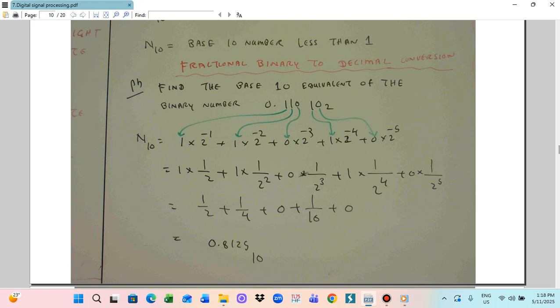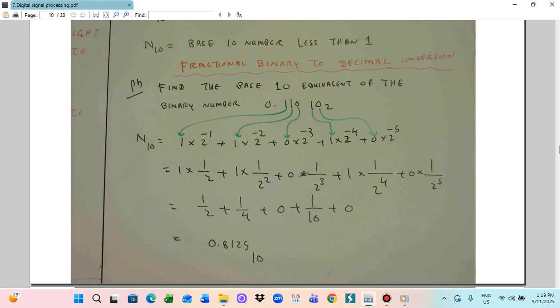0.11010 base 2, you want to convert to the decimal, so you have to expand: 1 multiply 2 power minus 1 plus 1 multiply 2 power minus 2 plus 0 multiply 2 power minus 3 plus 1 multiply 2 power minus 4 plus 0 multiply 2 power minus 5. Then you solve it, so you get 0.8125 base 10. So this is for the fractional binary to decimal conversion. And the next one will be the fractional decimal to binary, octal and hexadecimal conversion.